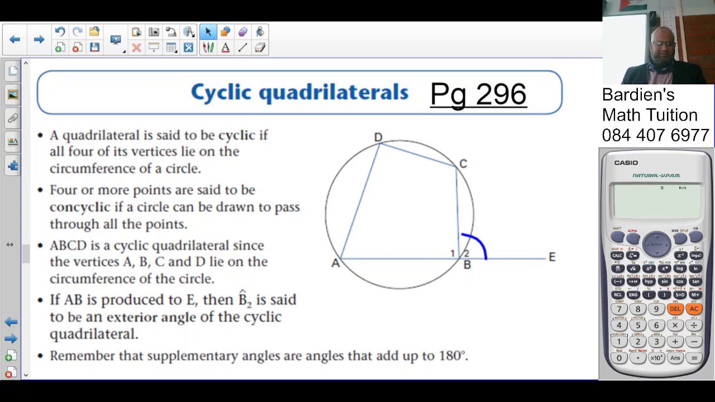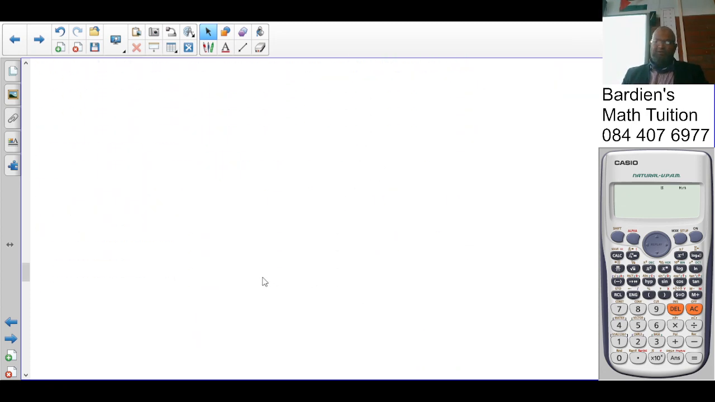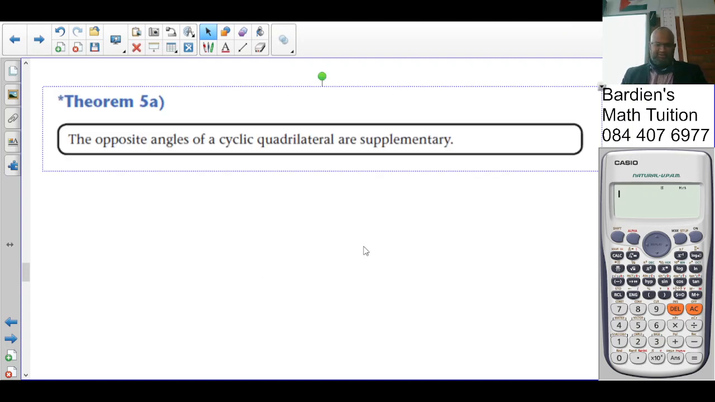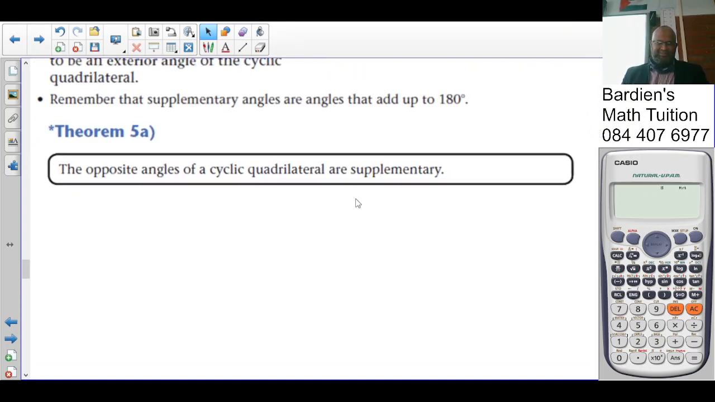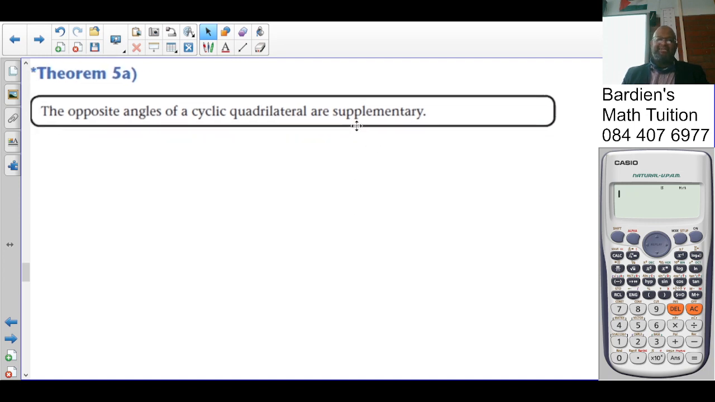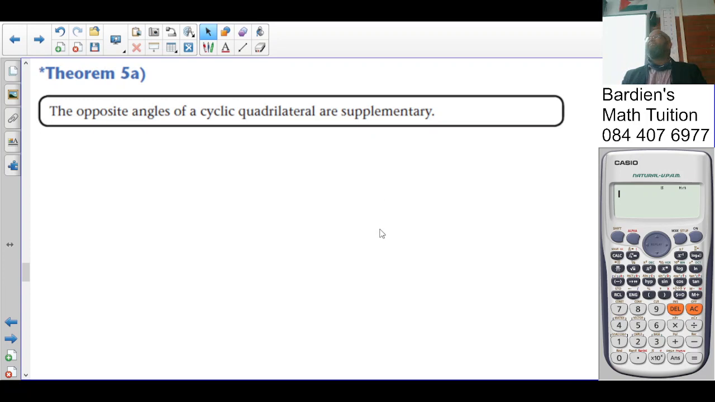I'll post the link to the theorems in the comment section, in the description. It covers all the cyclic quadrilateral theorems that are needed for grade 11 and 12. You'll see the last 2 theorems in that video, posted in the description below, are your grade 12 proofs. So don't learn those yet. It's only for grade 12.